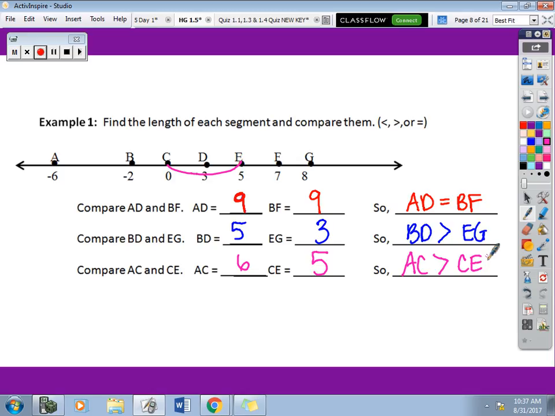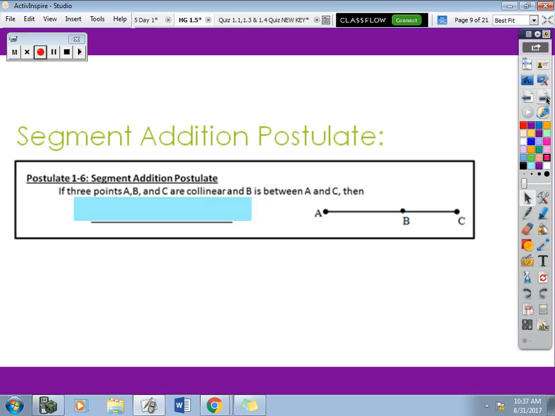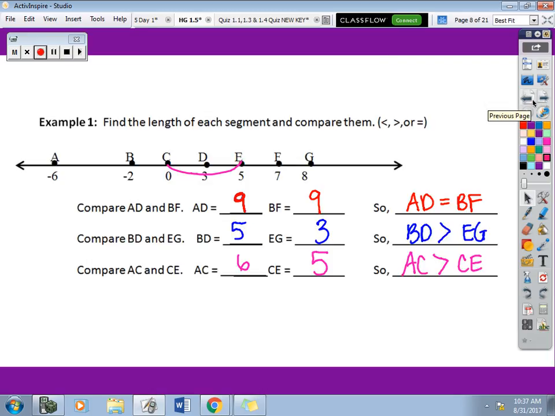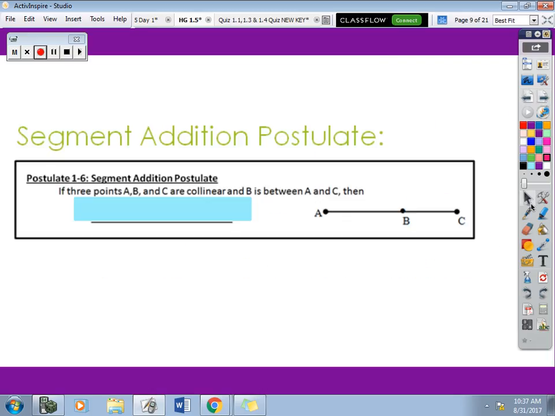All right. Now let's take a look at the actual segment addition postulate. I introduced this the very first day of school with one of our bell ringer questions. The segment addition postulate is one you'll have to memorize. Again, the number is not important. The name of it is the segment addition postulate. It tells you exactly what it sounds like. You can add segments.